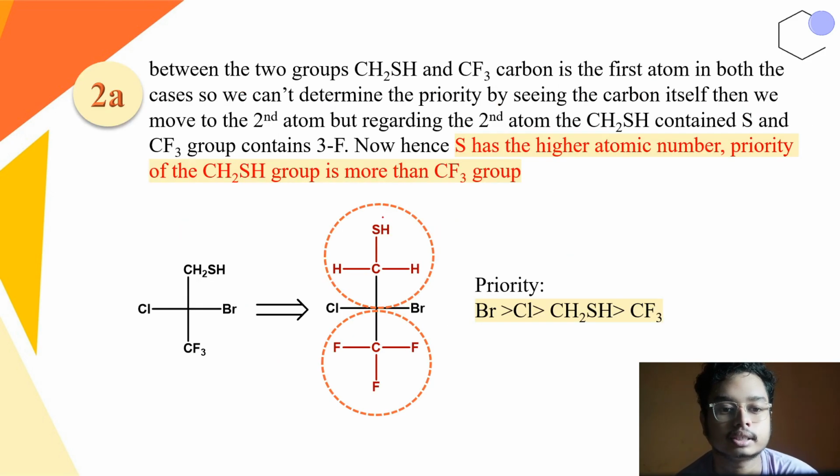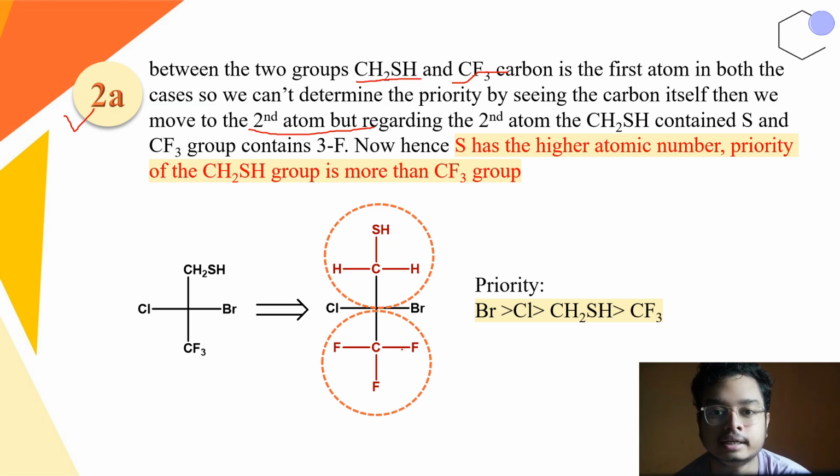Here you can see that clause 2a says that between the two groups CH2SH and CF3, the first atom in both cases is carbon, so we can't determine the priority by looking at the carbon itself. Then we move to the second atom. The CH2SH group contains S and the CF3 group contains 3 F. Hence, since S has a higher atomic number, the priority of the CH2SH group is more than the CF3 group. Like in this example, this particular carbon center contains 3 fluorine, and this particular carbon center is connected with 2 hydrogen and 1 sulfur.